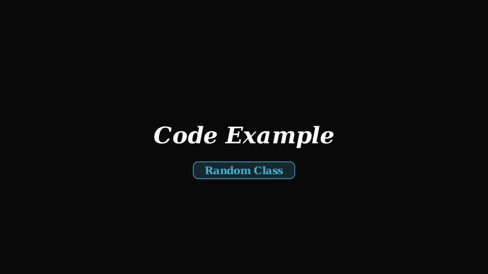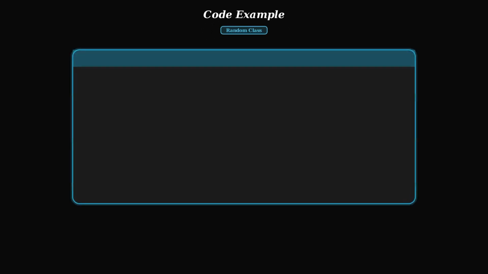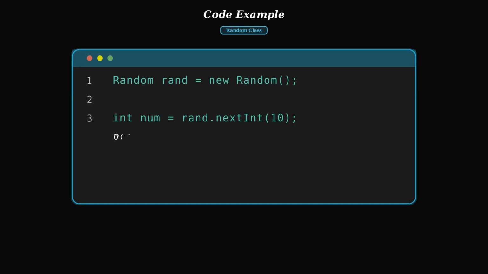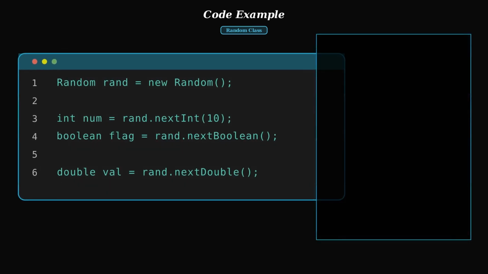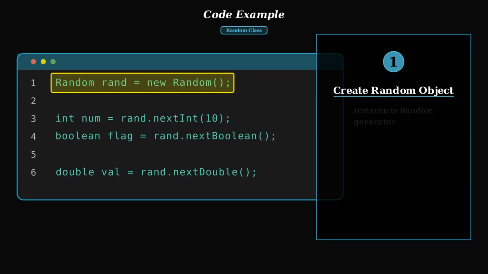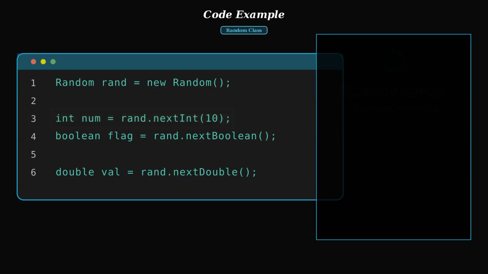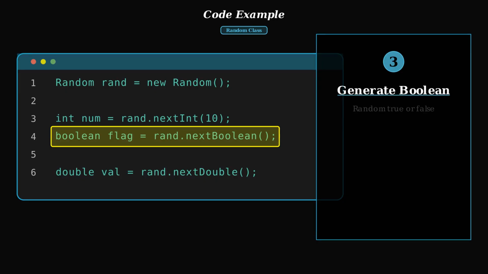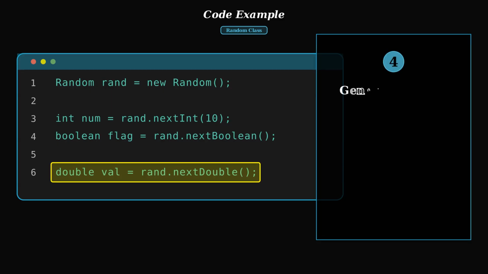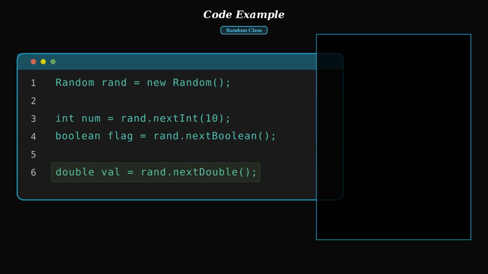Let's see how to implement random class in code. Here is the implementation. Create random object. Instantiate random generator. Generate integer. Random int from 0 to 9. Generate Boolean. Random true or false. Generate double. Random double 0.0 to 1.0. Now let's see the output of this code.